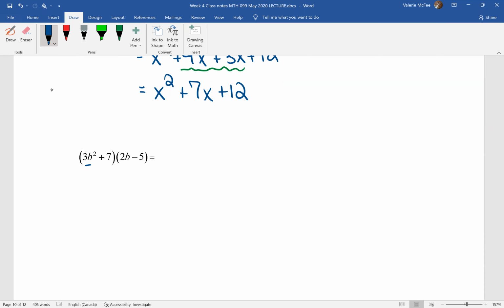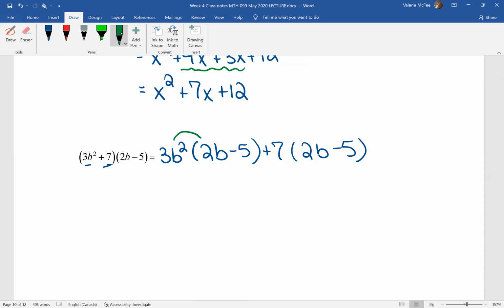Remember, we start with 3b squared times the second bracket, and then plus 7. Don't forget that plus sign times the second bracket. We're going to use the distributive property again to open our brackets. 3b squared times 2b. Remember, we multiply the integers and then add the powers. 3b squared times -5. Multiply the integers.